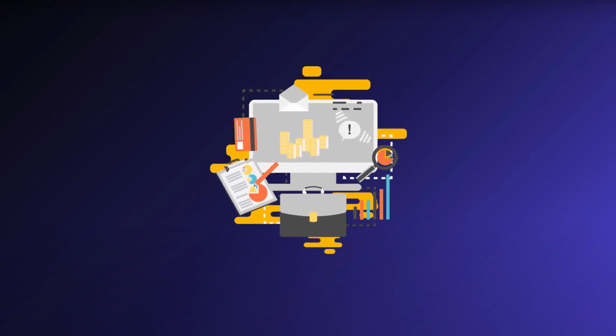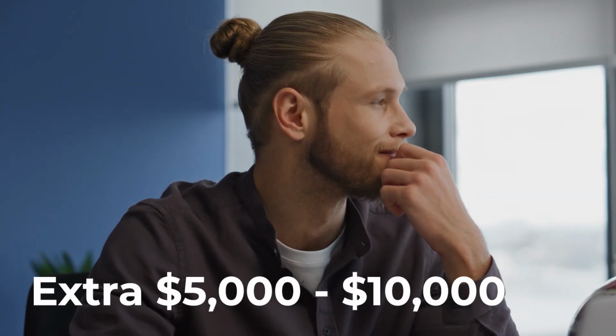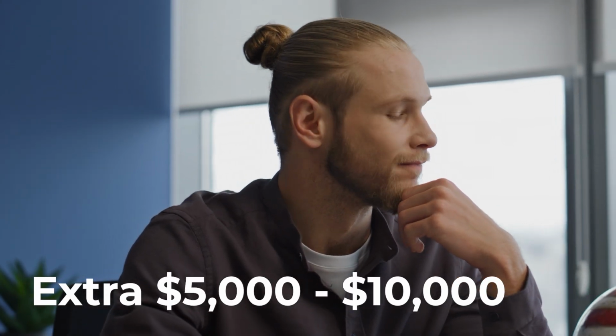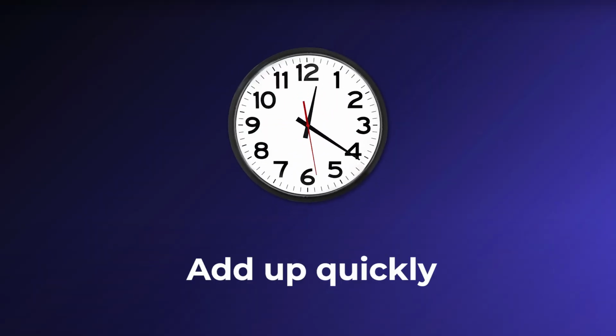Don't forget about hidden costs in software development. Quality assurance and testing are crucial because bugs can appear at any stage, leading to unexpected expenses. For example, if a bug is found after launch, fixing it could cost an extra $5,000 to $10,000 depending on its complexity. Lost time due to delays or miscommunication can also add up quickly.